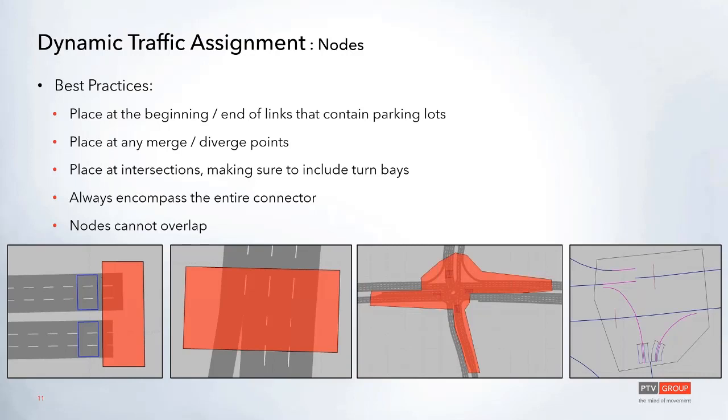And then when you're drawing these, you'll also want to make sure that the entire connector is included within the node. And so this can actually be easier to draw when you're in wireframe mode. That way you can see exactly where those connectors are starting and ending and making sure that they're fully enclosed. And then nodes also cannot overlap. So if you have two intersections that are kind of spaced closely together, again, another great option is to go into the wireframe mode just to make sure that none of your node edges are touching one another.